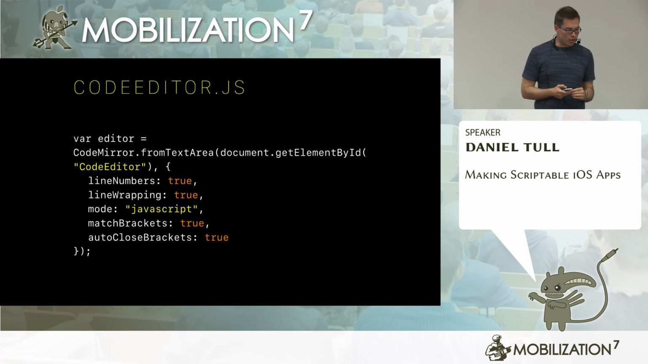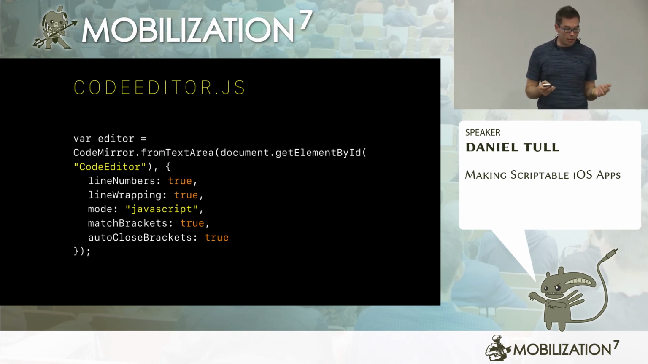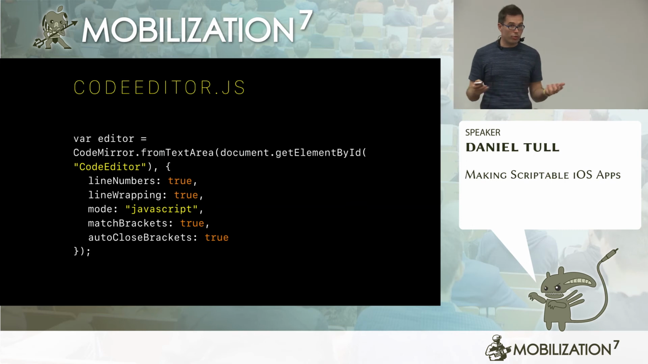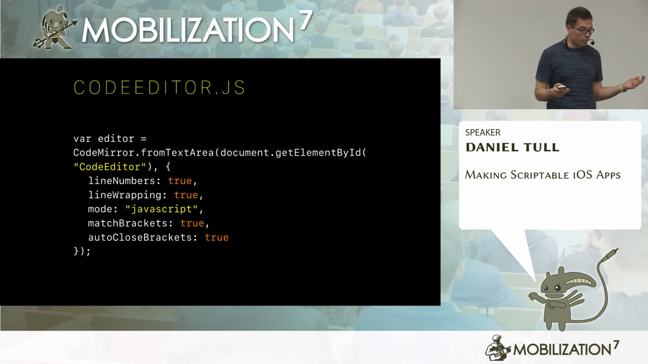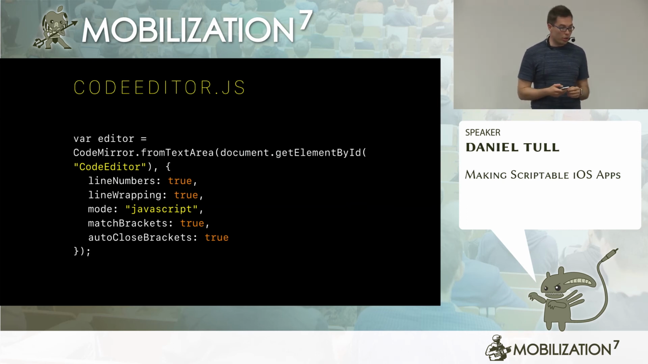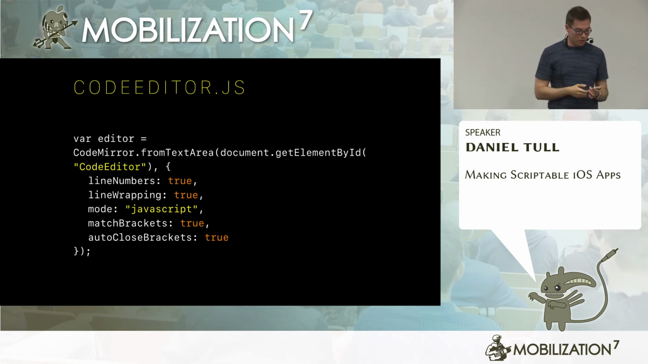And here's just an example of some of the ways you can customize it. You can add in line numbers, whether it's line wrapping. You can give it a mode, so it will automatically handle loads of different languages. In this case, I just want to handle JavaScript. It has bracket matching, so if the user types an open brace, then you'll get a closed brace. And if you toggle over the last one, it will highlight the first one. So basic things that you expect in a code editor.